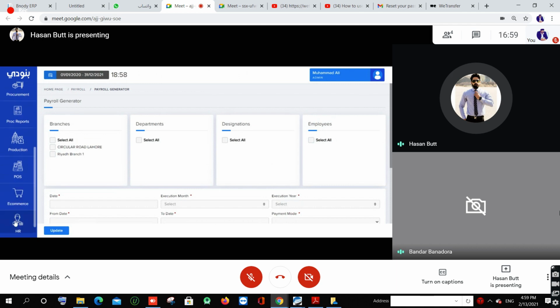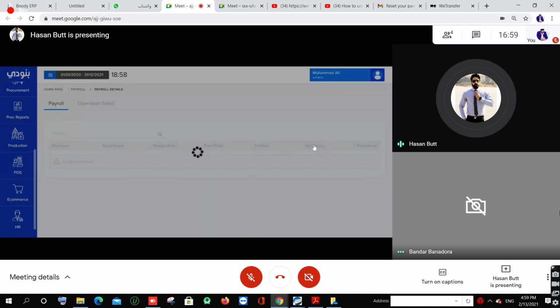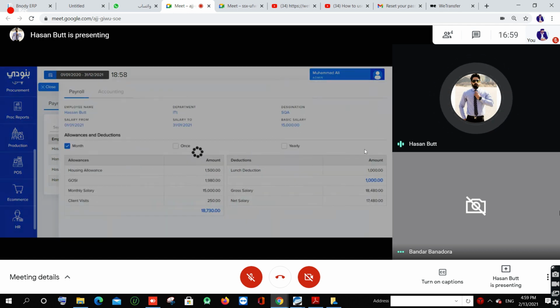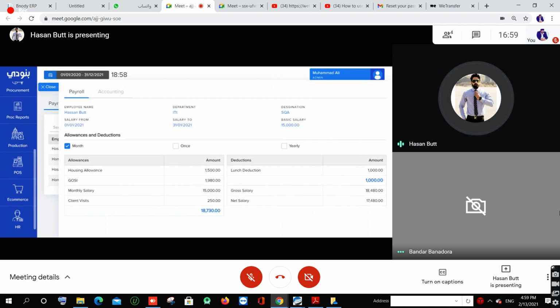Let me show you the salaries I have created. This is the payroll details. I have created these salaries. For example, I'm going to see the SQA salary. So you can see that I added the allowances and deductions as month. All right. This is the housing allowance. This is the GOSI. This is the monthly salary. So as you remember, I added 15,000 as the monthly salary of Hassan. Yes. Remember, brothers? And this is the lunch deduction.